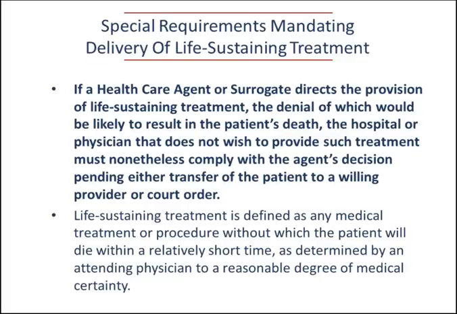So this is a situation where the agent or surrogate is telling you that you must provide all life-sustaining treatment measures, and by that it would be CPR, pressors, artificial nutrition and hydration, antibiotics, whatever it may be. If those measures are necessary to sustain the patient's life, and if you didn't provide those measures, it would be likely to result in the patient's death, then this provision of the law requires that you must comply with that direction pending either transfer to another doctor or hospital willing to do so, or getting a court order.